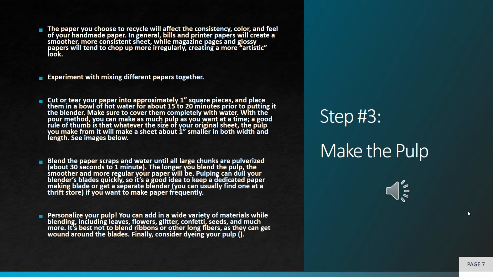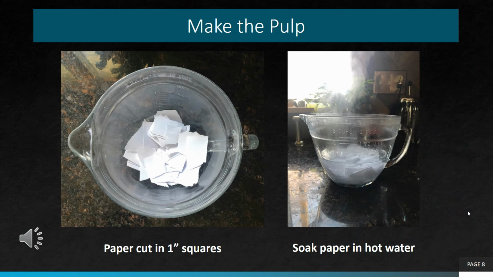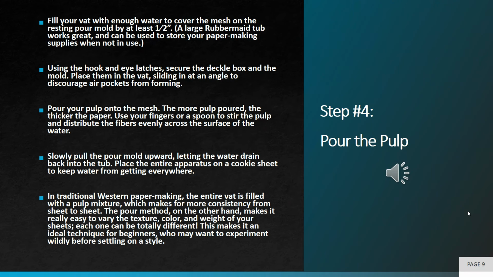So it's really going to be a trial and everything. And you can personalize your pulp. You can add a wide variety of materials like leaves and flour and glitter, confetti, seeds, and some of the stuff you would do as you're pouring it into the mold. You wouldn't actually want to blend seeds in that process. So here you can see I get the 1-inch squares and how I soaked it in the hot water.